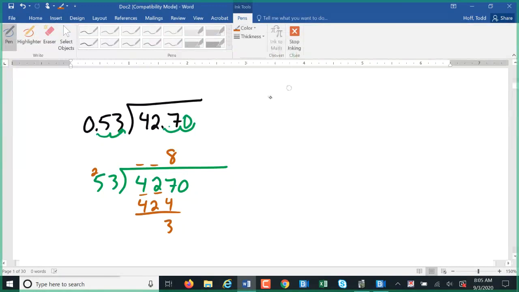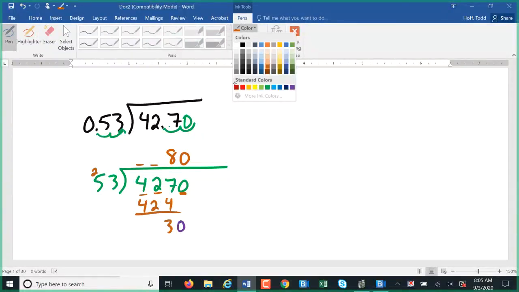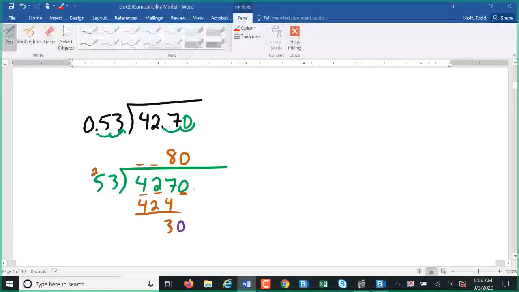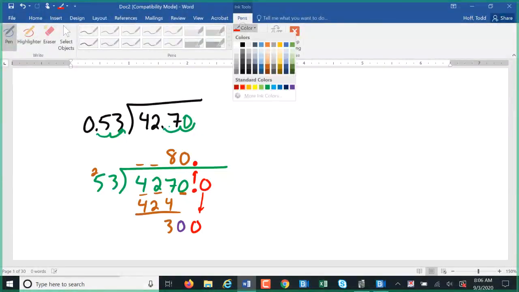Bring down the next digit, which is the 0. Well, 53 does not go into 30. So we have to put a 0 there. We have to fill that place value above the digit that we just brought down. This 0 was the last digit we brought down. Now, it looks like we're done, but we can actually keep going. We can add a decimal point here and add another 0 after it and bring it down. Now, before I bring that 0 down, technically, that decimal point that I added should be moved up into our answer. Now we've got 53 going into 300.